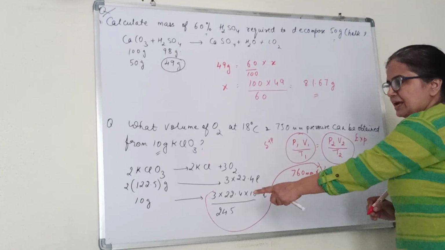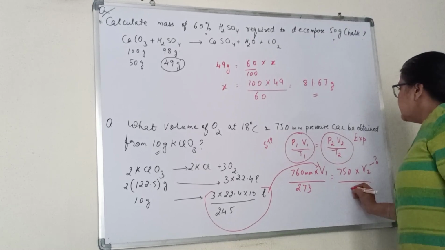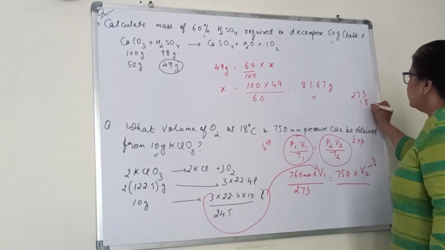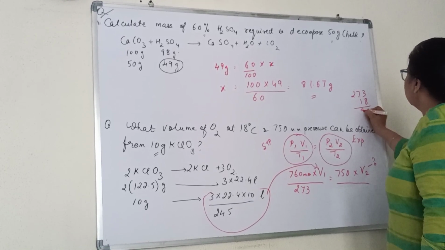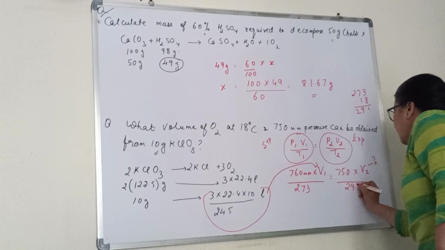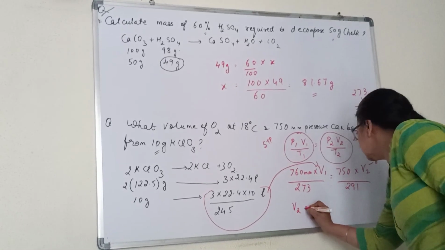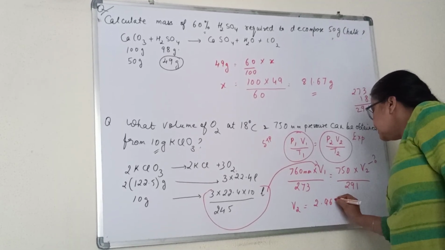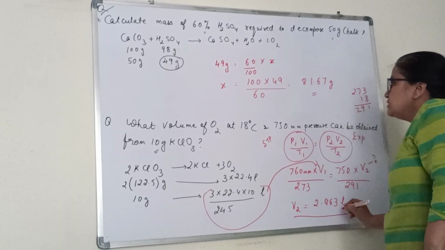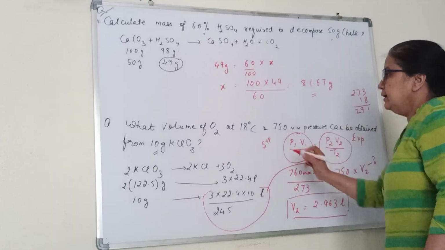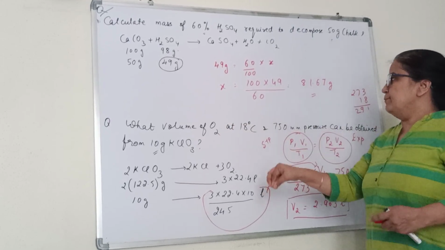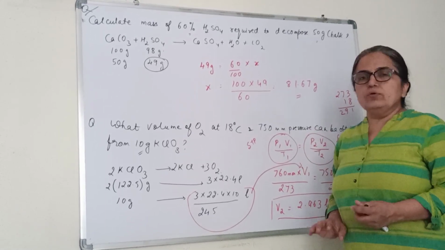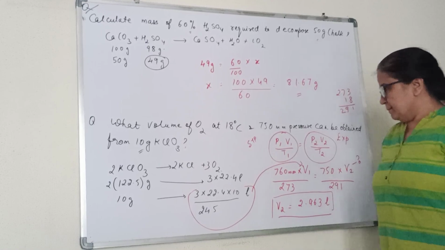This V1 we know, we can calculate from here and substitute. Then the temperature is given, so you add 273 plus 18 and you will get 291. So you put 291 here and solve for V2. After substituting everything, you will get 2.963 liter. This is the volume obtained by heating 10 gram at this temperature and pressure. Please see all the questions and check whether you have followed everything properly or not. Please make note of it.